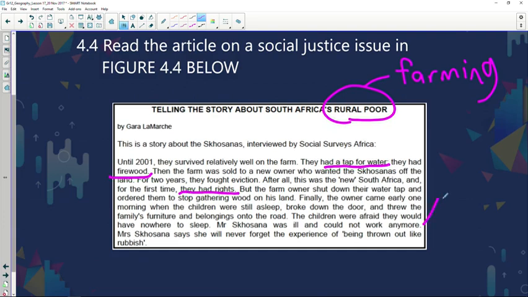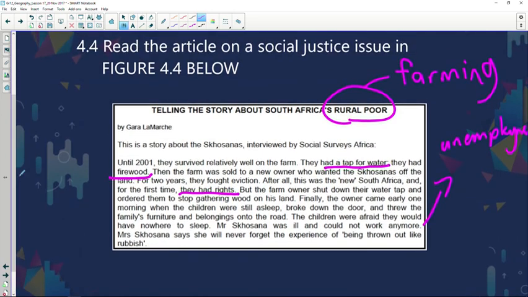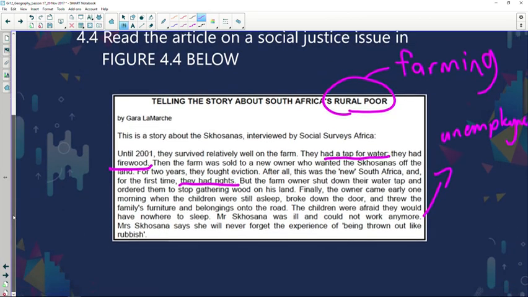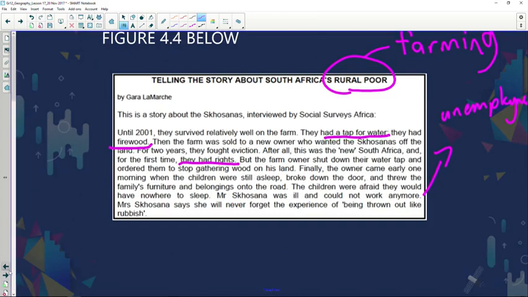So immediately what happened over here, there's another element. Unemployment. Mrs. Skuzana says she will never forget the experience of being thrown out like rubbish. Now that's some of the concerns that we experience in the rural area. And let's go and look at the questions.